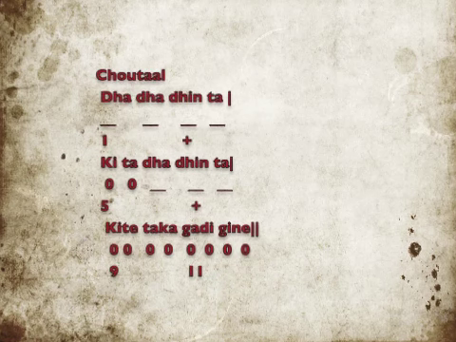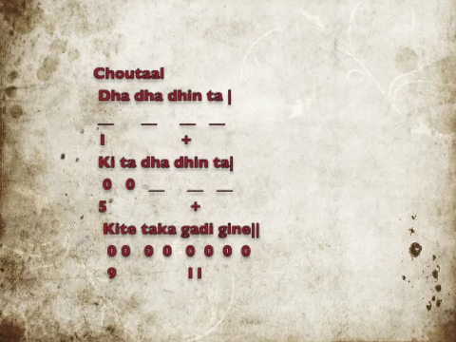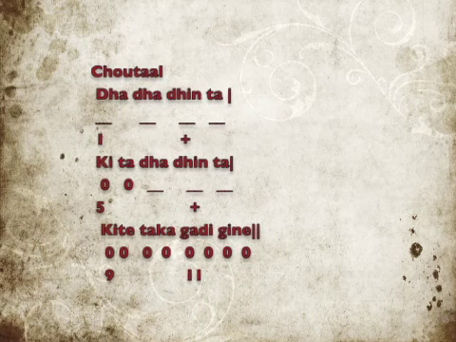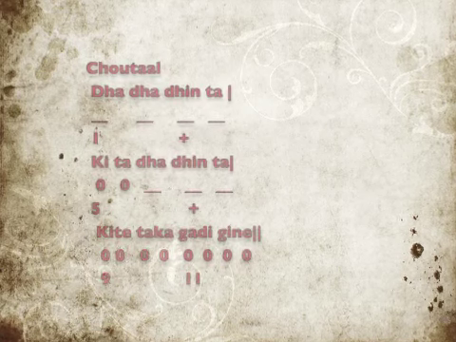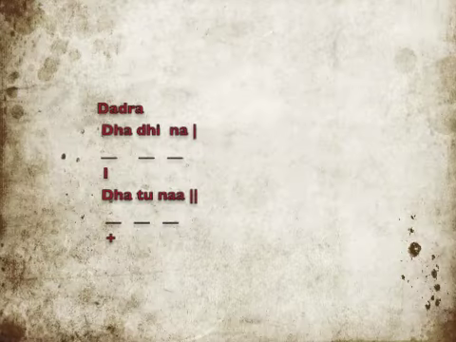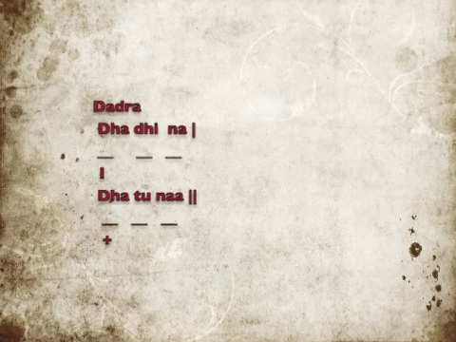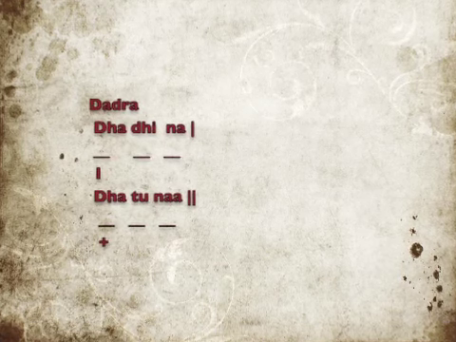Sautal or Drupad has 12 matras. 4, 4, 2, 2 are the khanda. 1, 5, 9 and 11 are the talis. Dadra Tal has 6 matras, 3 and 3 are the khanda. First is the sam and fourth is the khali.